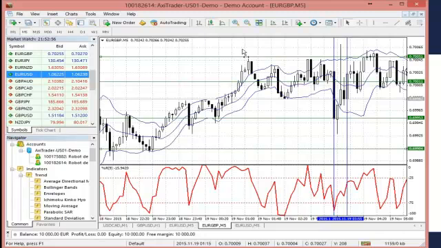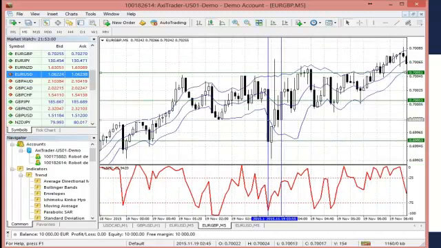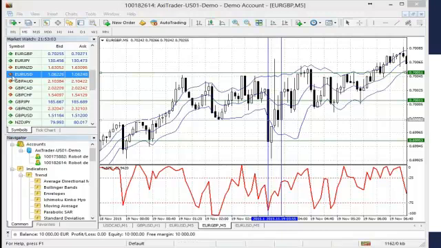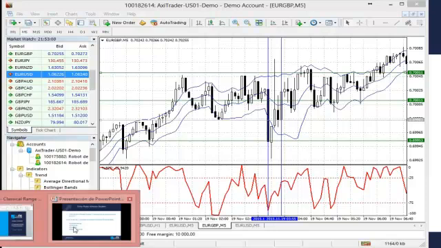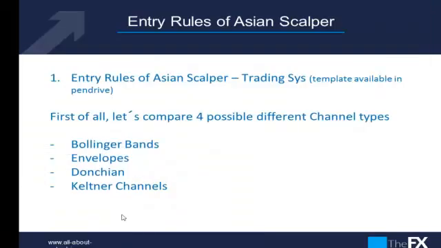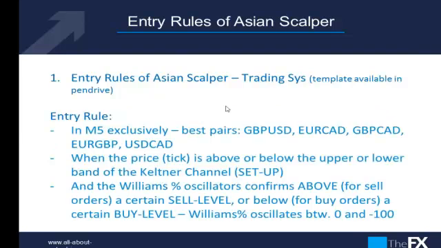Okay, so is that clear now? Why we chose Keltner? I just want to get some feedback on that before I continue. Okay, perfect. So I'm going to go back to the slides. Once this is explained and clear, I'm going to give you first the entry rules of the trading system.